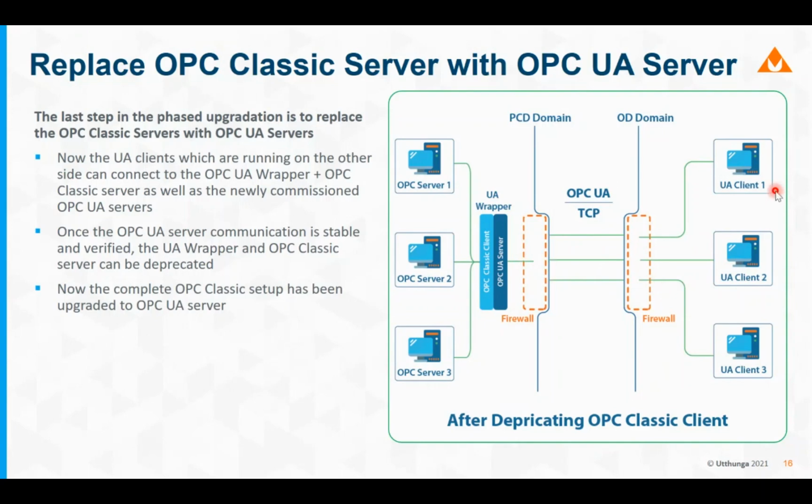So now you have completed one part of the story. Okay, UA clients are done. You have UA clients running on the OD side, getting the data. And this data can be wired to the same system which was earlier used, which was getting data from the classic. Okay. Now we will go to the next step. And what is the next step? The next step is to take the classic server out and replace it with a UA server. Okay, now let's go to the next step.